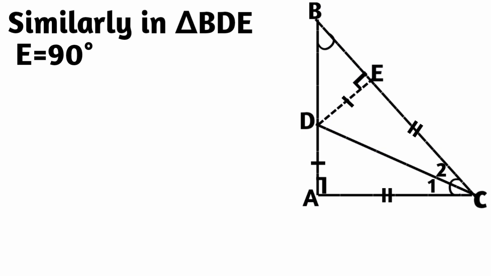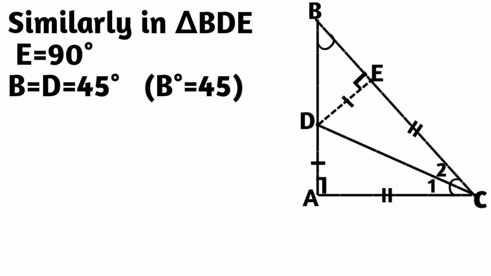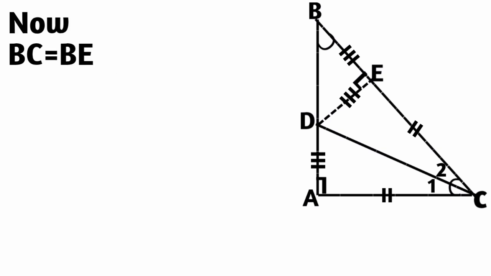Similarly, in triangle BDE we already know that angle E is 90 degrees and angle B is 45 degrees, so the third angle D will also be equal to 45 degrees. And now DE and DA are equal, as well as BE, and similarly AC and EC are also equal. That means BE is equal to DE, which is equal to AD, and AC is equal to CE.